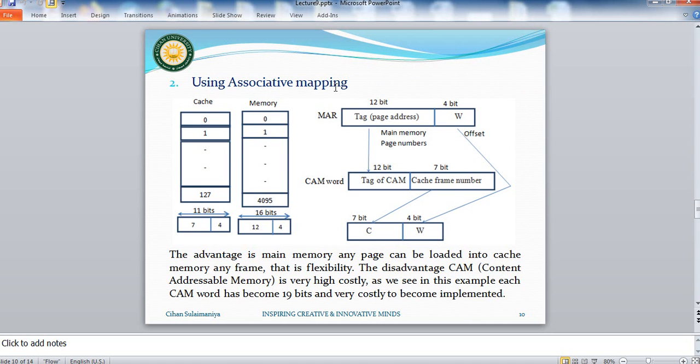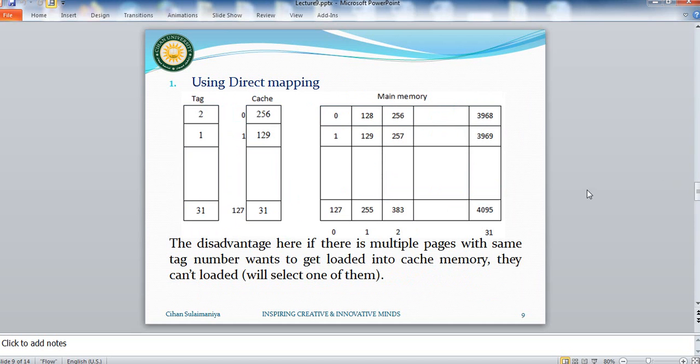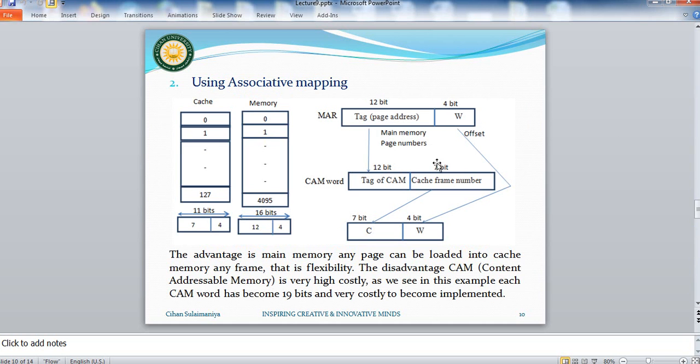Then we have, after that, associative mapping. So associative mapping has an advantage over direct mapping. With direct mapping, you could open just one piece of information at one time. Now what if you want to open two files or three files at one time? What are you going to do? So you go to something called associative mapping. With associative mapping, you could open something like 10 pages, 20 pages all at one time, so it's very fast.